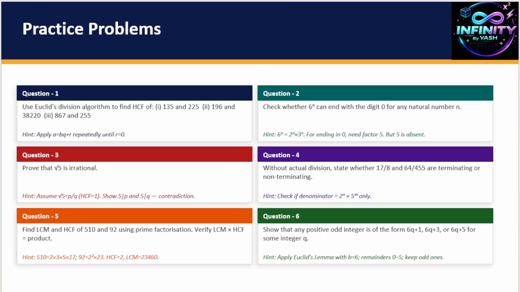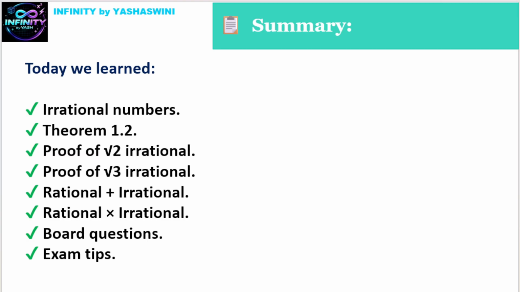These are the practice questions for you for this complete chapter. You can pause the video and solve all the questions. Let's have a quick summary. Today we learned irrational numbers and the theorem: if p is a prime number and p divides a square, then p also divides a. Then proof of root 2 irrational, proof of root 3 irrational.